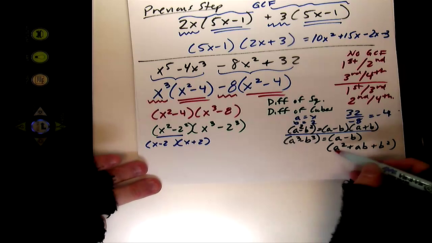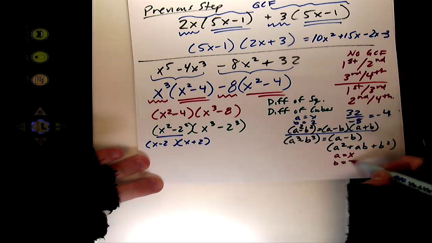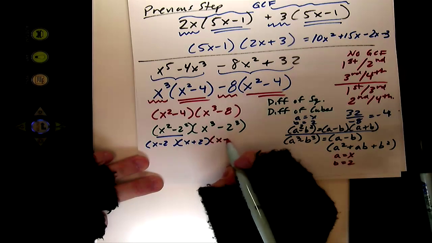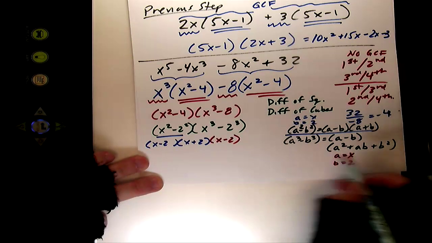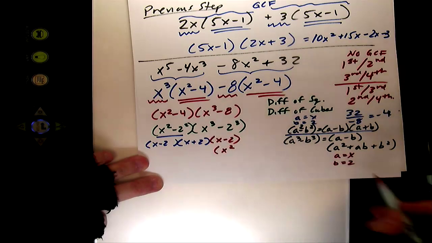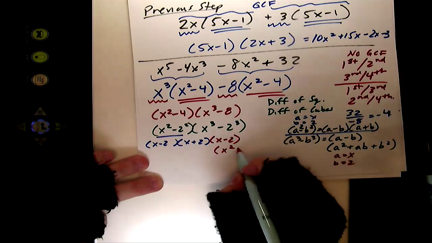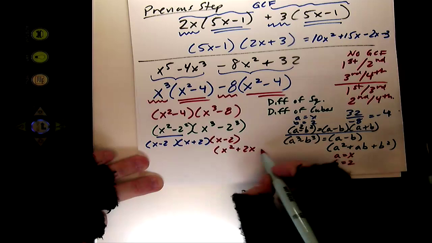And the same pattern holds here. A is x and b is 2 here. So a minus b is x minus 2. And then I've got this thing right here. A squared is x squared. Plus ab is plus x times 2, or plus 2x. And plus b squared is 4.